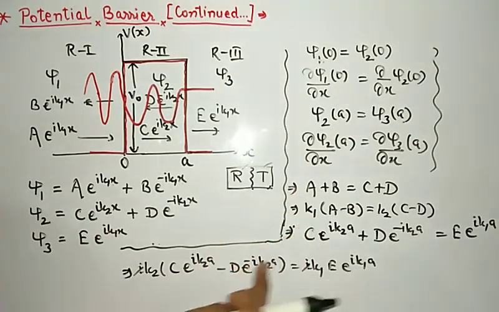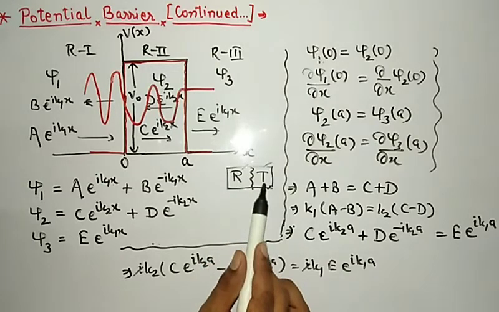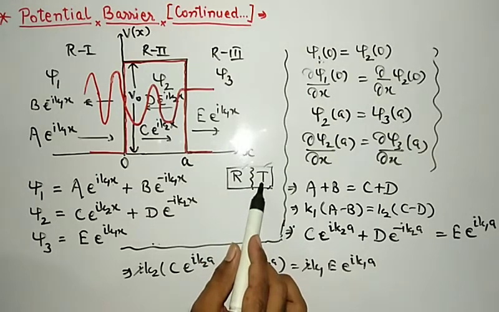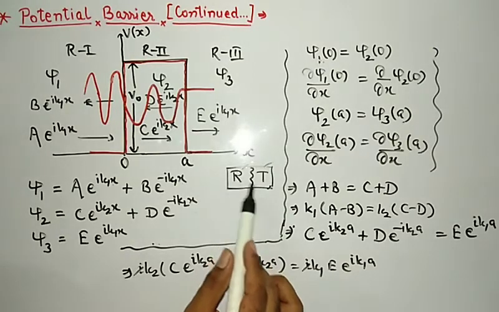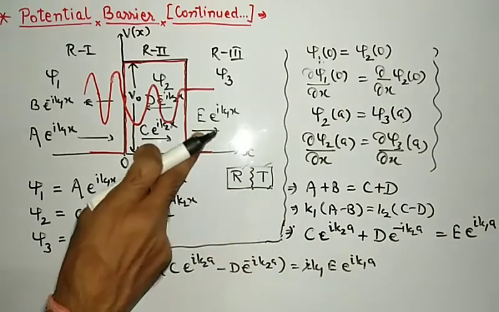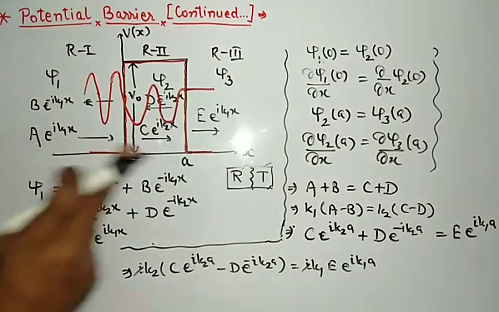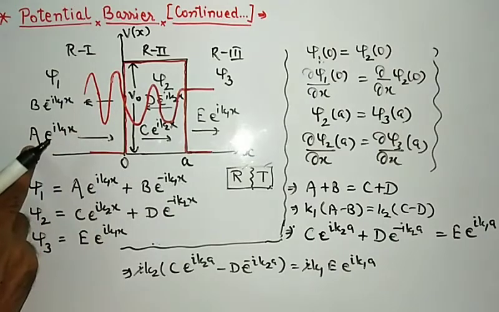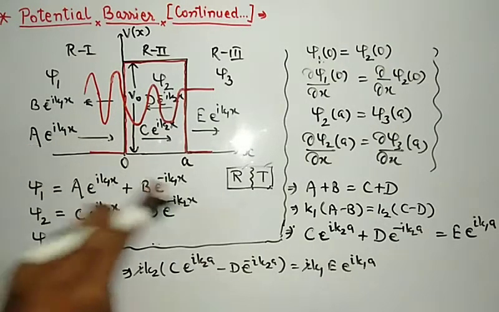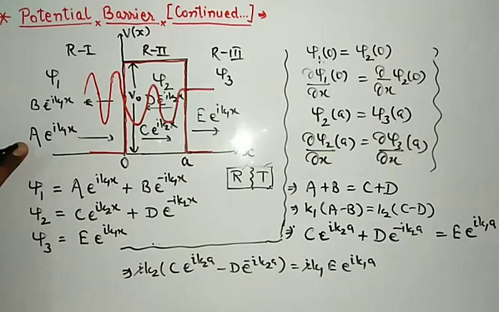Now using these four equations, we will find the relation between coefficients to calculate R and T. For T, obviously we have to find E by A, because what is the transmission coefficient? This is the transmitted part, this is the total, so transmitted by total. And for the reflection coefficient, we will find B by A. Okay, so write it to solve now.